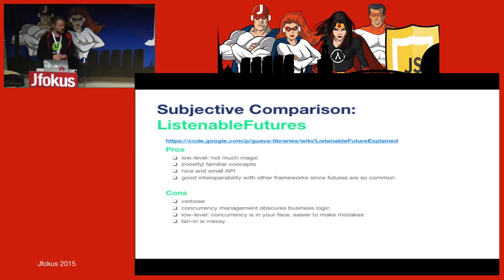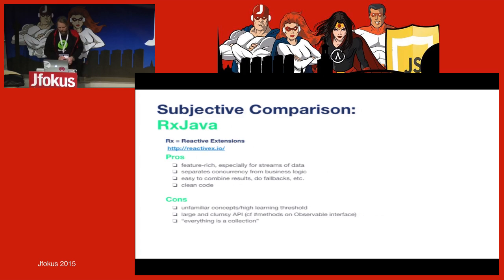The API is nice and small. There's a lot of useful utilities in the futures class in Guava, for instance. And futures are common, and they give you good interoperability. It's usually easy to migrate from something else to using listenable futures. The cons: you've seen the verbosity, and the fact that the concurrency management stuff hides or obscures your business logic. You don't see it, you just see concurrency stuff. And it's easier to make mistakes with that. And then the fanning, that's messy. I didn't show that, but your best option if you want to combine multiple futures is to turn them into a list and then return that. And it's a somewhat a pain in the butt. And if you look at RxJava, here's a link, reactivex.io.